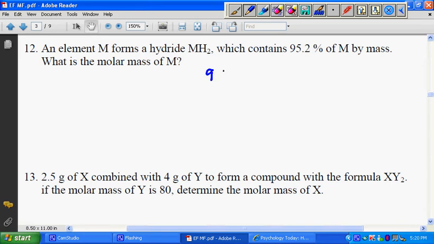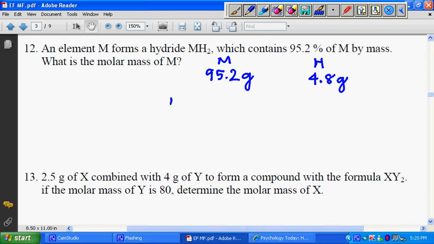So 95.2% means 95.2 gram of M. And H it will have 4.8 gram. Even though not mentioned in the question, you know that you can use 100 gram minus 95.2, because this is based on percentage, 100 gram, 100%.